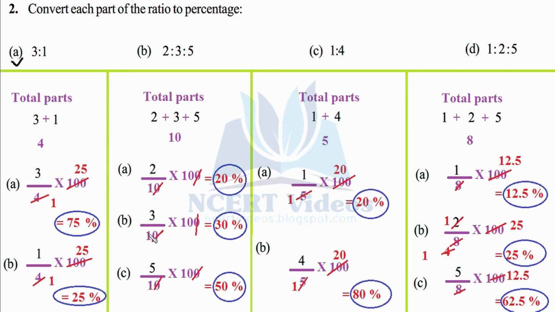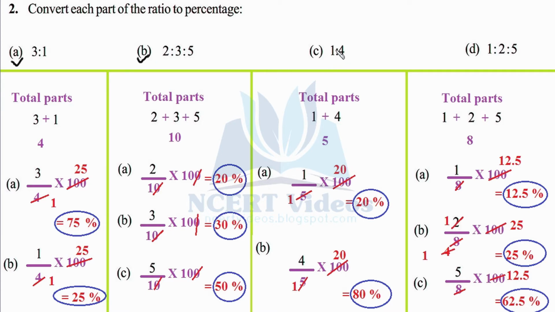3 parts out of 10, converting it into percentage by multiplying with 100. 10 cancels. 30. Now we are left with 5 parts out of 10 into 100. 10 cancels. 50%. So this is very easy. You have to just first add the parts and then do accordingly.